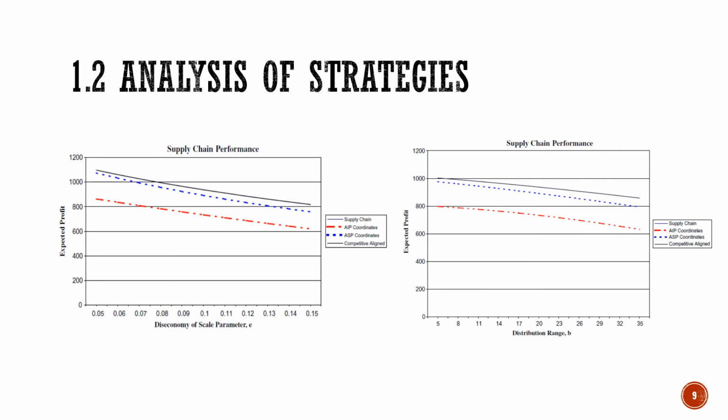In these other two graphs, the diseconomy of scale parameter or the distribution range is used. So here also we can see that the competitive aligned scenario holds the maximum profit with respect to supply chain performance. So after analyzing these graphs, we can say that the expected profit is maximum in the case of competitive aligned, which is scenario 4, where the ASP and AIP compete with each other.